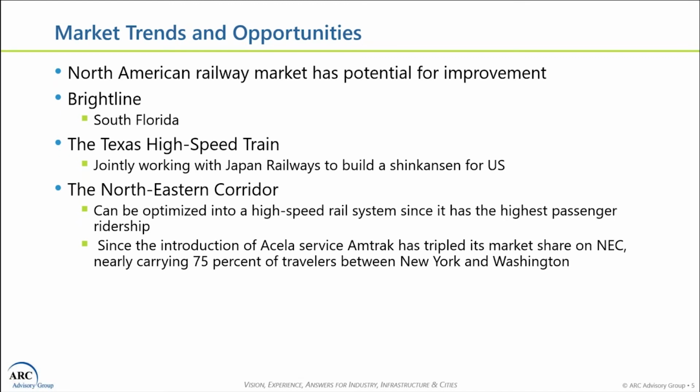Same goes for the Northeastern Corridor. The Northeastern Corridor has been one of the most successful corridors and railway networks for the North American market, but since the introduction of the Acela service by Amtrak, the market itself has tripled. The passengers being carried between New York and Washington has greatly increased, but I still feel the Northeastern Corridor can be optimized because it does run into problems because of delays.